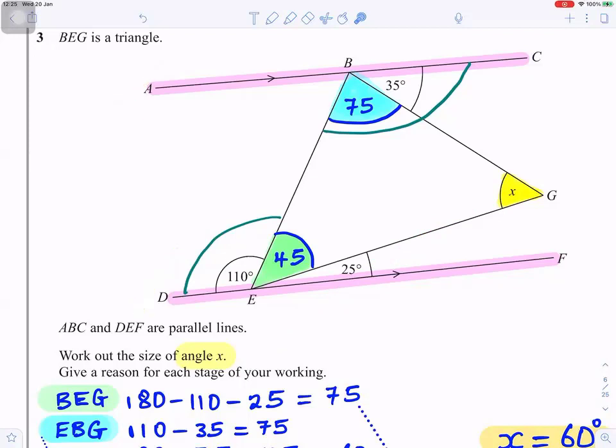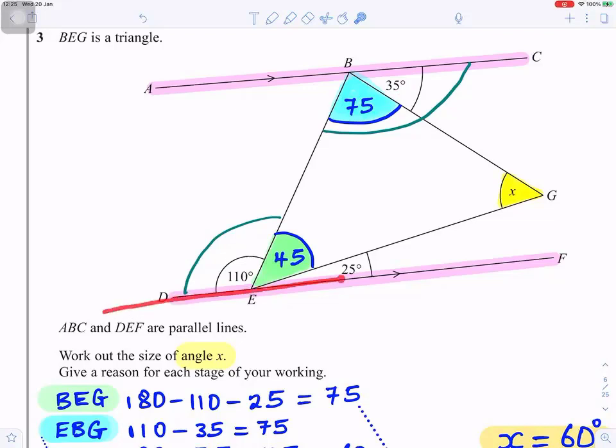Now, the idea we're going to use: if you imagine the letter Z, like that, or you can write it this way, this angle and this angle are alternate angles. So these two lines are parallel, so this angle and this angle are the same. This angle DEB and EBC are the same. So this is 110. To get this 75, 110 take away 35 will give you that 75.